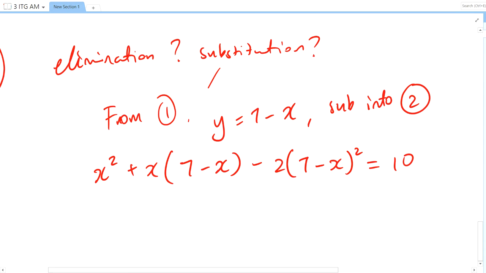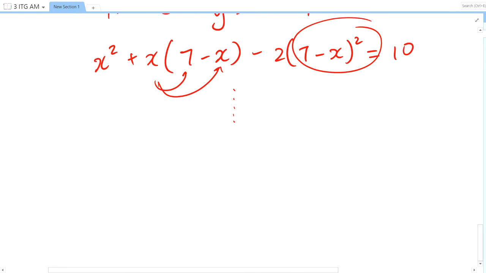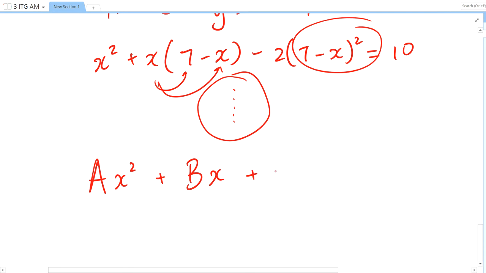From here on, you just need to expand carefully. This one, you need to know how to expand it. Expand carefully, and you're going to end up with something x squared plus something x plus something equal to 0. These dotted parts mean you do it yourself. You are expected to be able to do it. It is basic mathematics from lower sec. We're going to end up with something like this: ax squared plus bx plus c equals 0. This means that you group all the x squared together, group all the x together, group all the constants together, and make sure you have equal to 0.